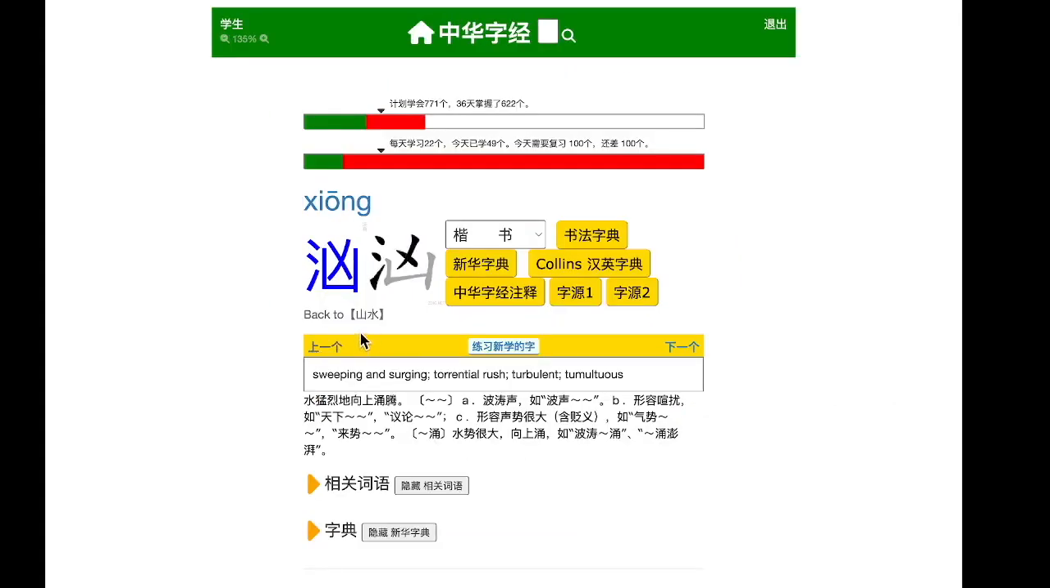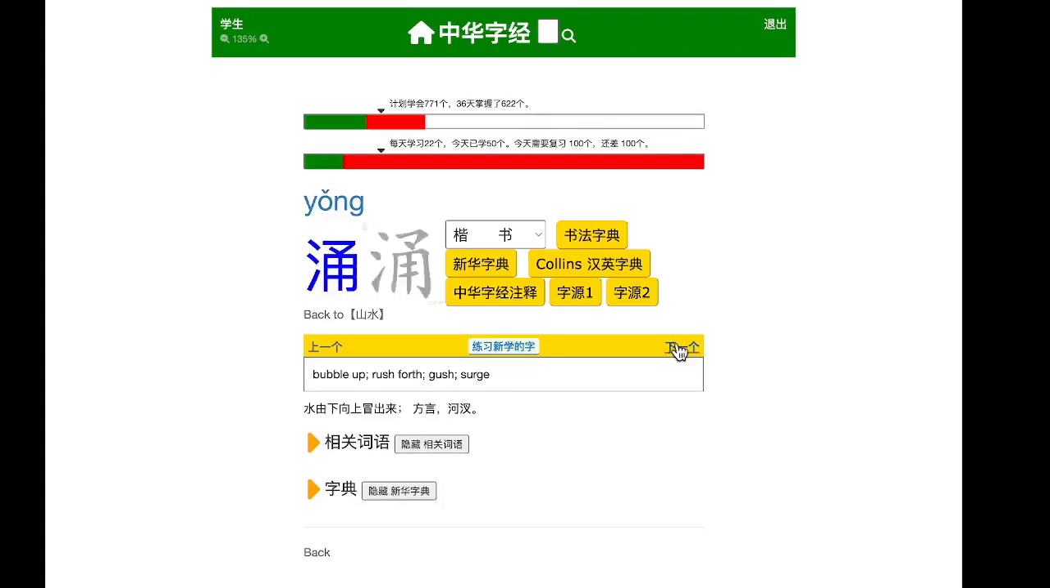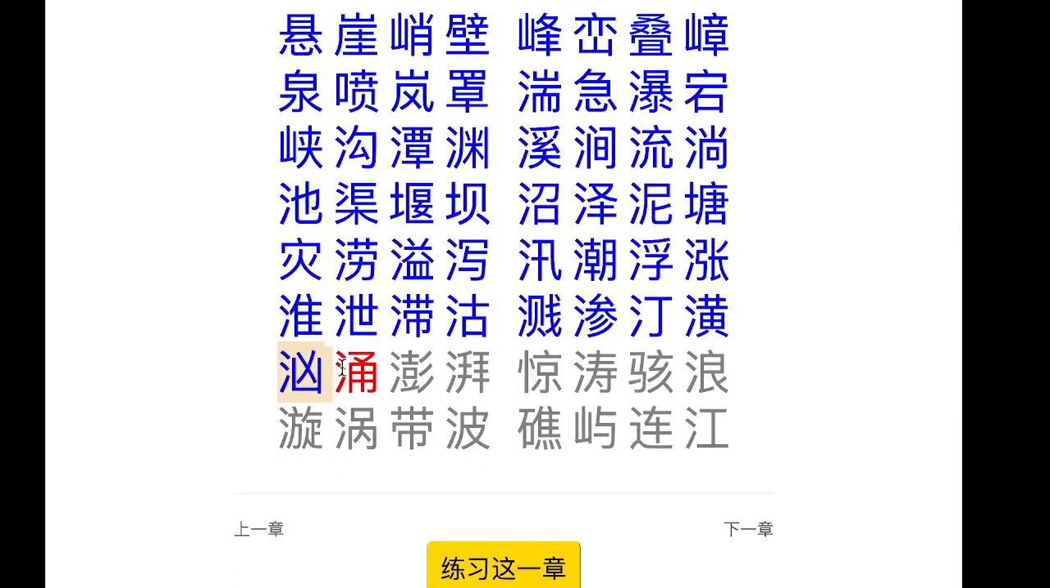汹 means sweeping and surging, a torrential rush, turbulent or tumultuous. Once again, we're talking about water, specifically having these behaviors or properties. When we're talking about people, we use different characters; it doesn't have the water drops on the side. 涌 means to bubble up, rush forth, gush, or surge. So you use these a lot together. 汹涌 for tempestuous and turbulent waves when they surge up violently.